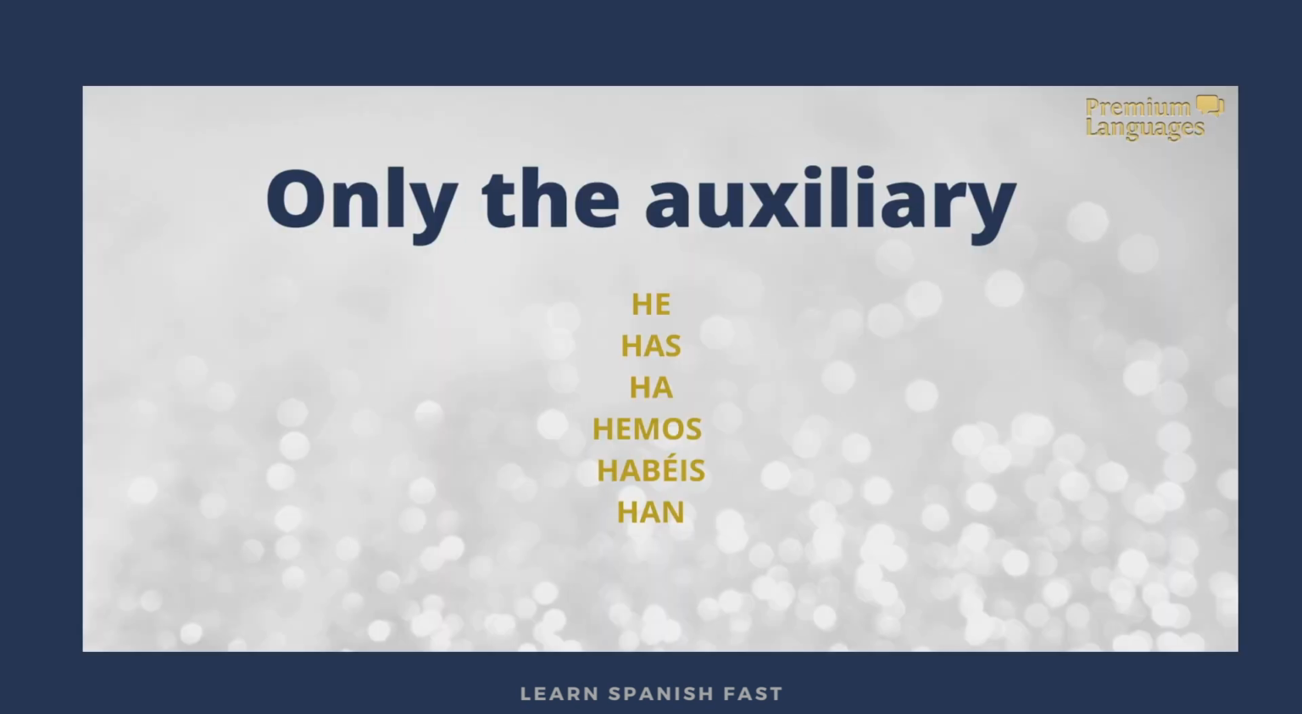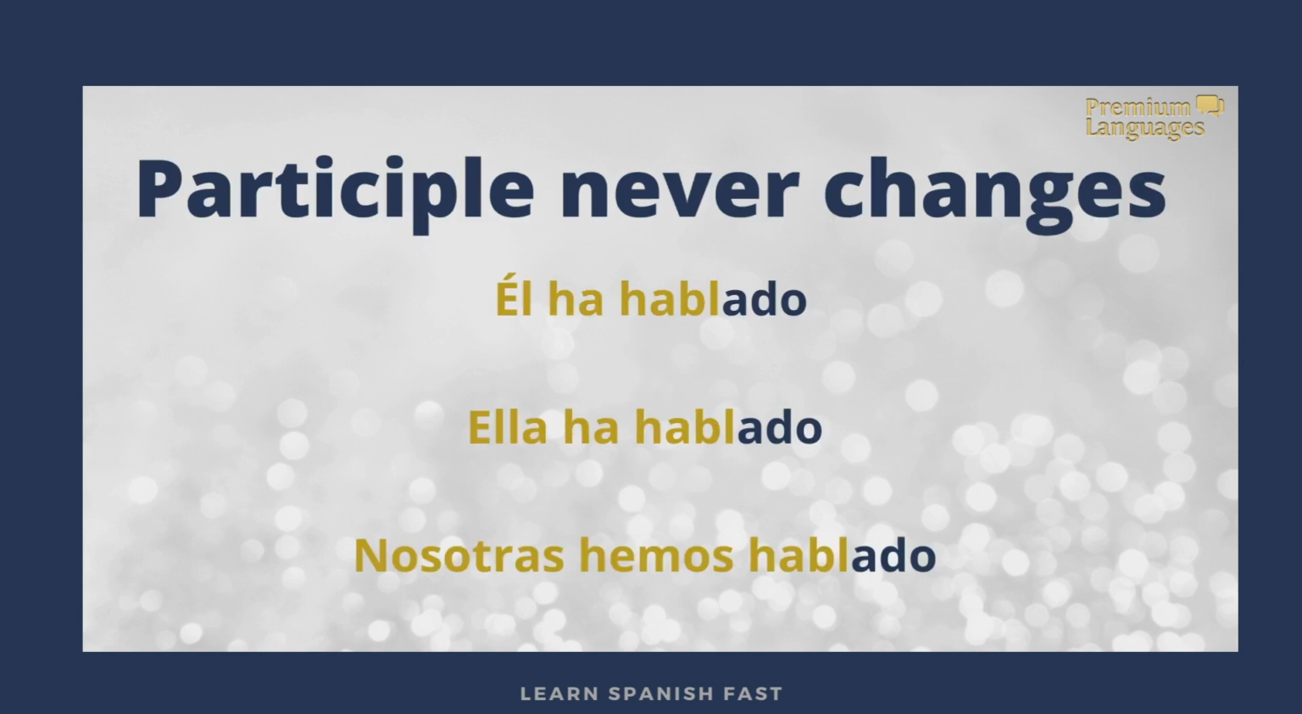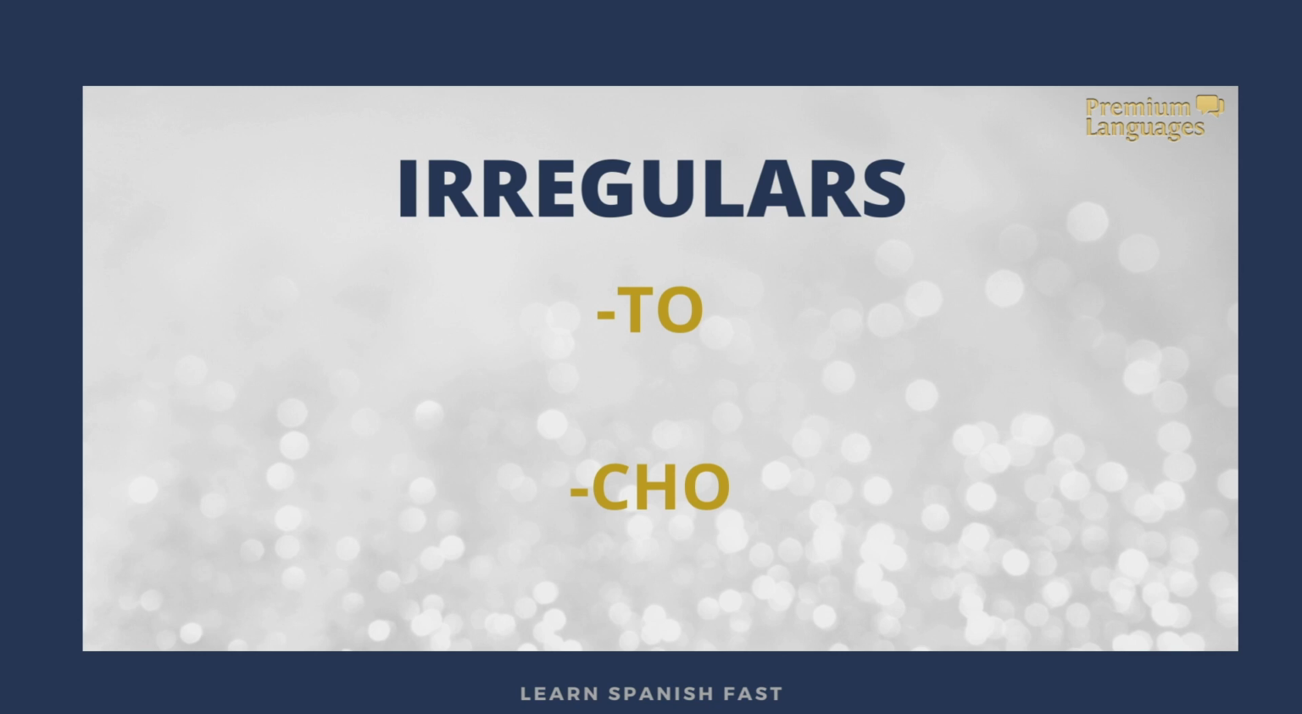The good news is that we only conjugate the auxiliary verb, not the participle, estudiado o vivido, for instance. In fact, the participle never changes and is not affected by masculine or feminine, singular or plural. For instance, él ha hablado is not different to ella ha hablado, masculine and feminine. And the plural does not affect the participle either. Nosotras hemos hablado.